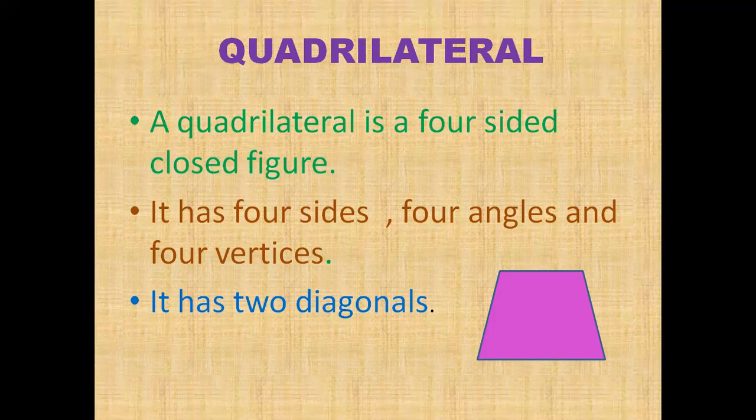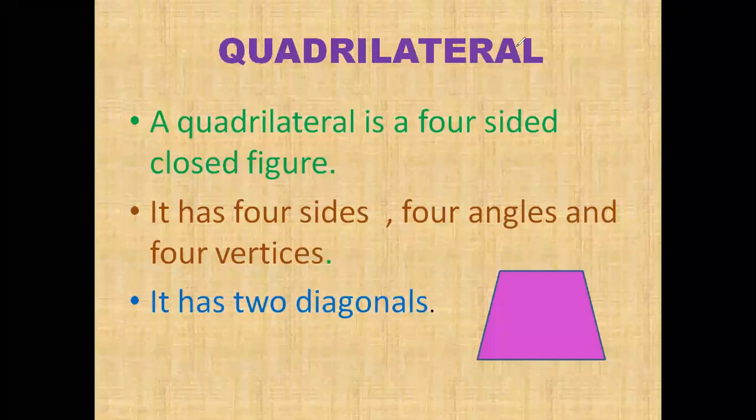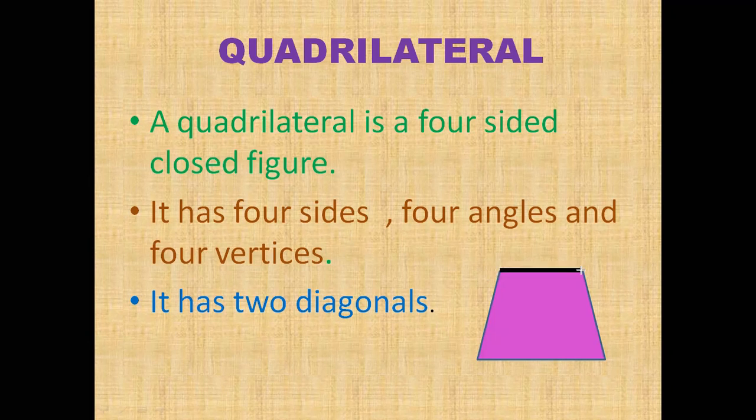Now, what are the parts of a quadrilateral? A quadrilateral has four sides, four angles, and four vertices. So, as you can see in the figure, a quadrilateral has four sides, 1, 2, 3, and 4. So these are the four sides which a quadrilateral is made of.